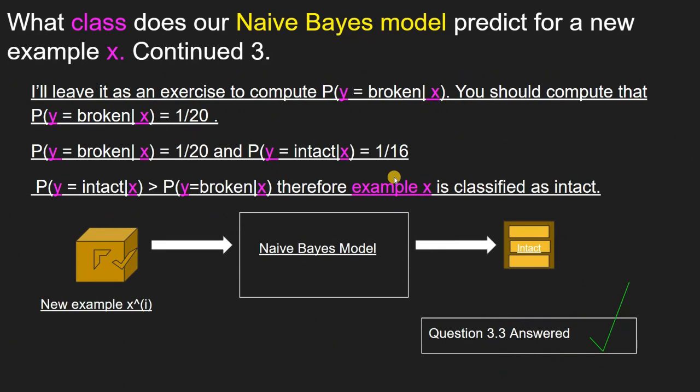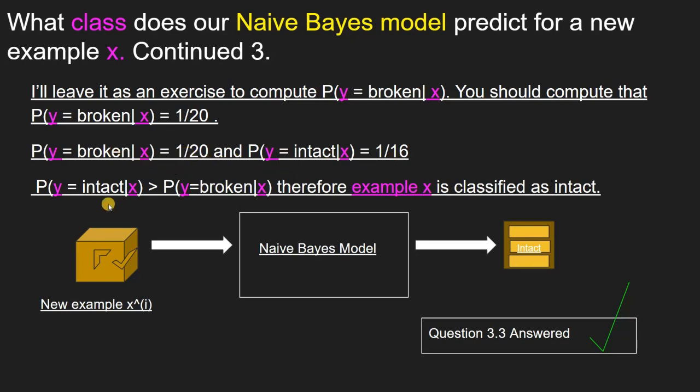All right, so what class does our naive Bayes model predict for a new example X, continued part 3? I'm going to leave it as an exercise to compute the probability of the other class, the probability of Y equaling broken, given our example X. And you should compute that the probability of Y equaling broken given X is equal to 1/20. You can just go back 10 seconds and use the data set to compute that. And so the probability of Y equaling intact given our example X is equal to 1/16.